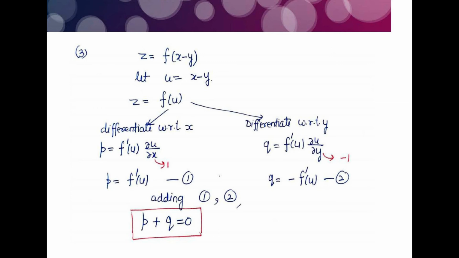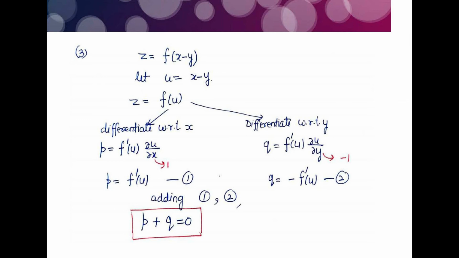Consider z equal to f of x minus y. We define u as x minus y and we can rewrite this as z equal to f of u. Now start with the equation. Differentiate with respect to x. We have p equal to f dash u and the derivative of u with respect to x. And using u, which is x minus y, the derivative of u with respect to x will be 1. So finally we have p equal to f dash u, that is equation number 1.